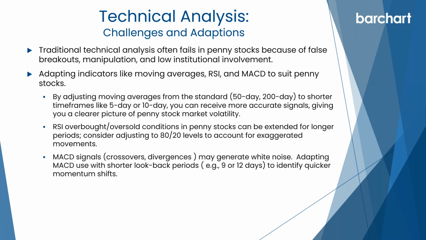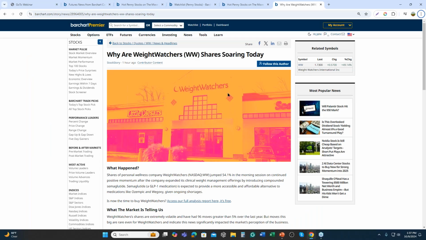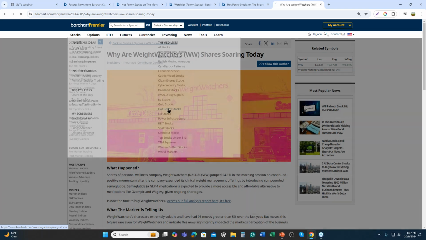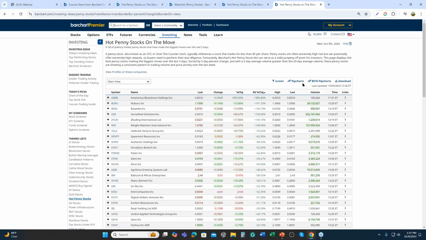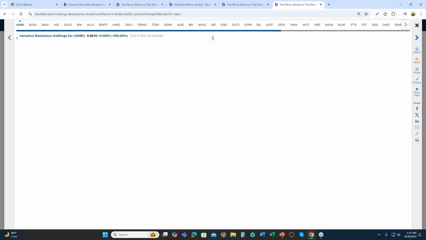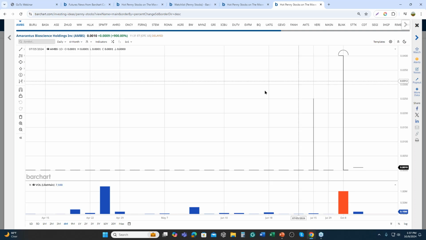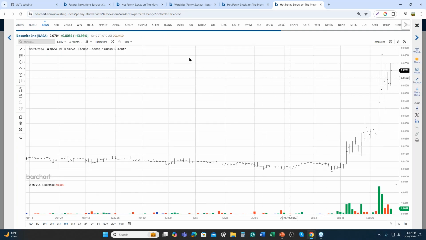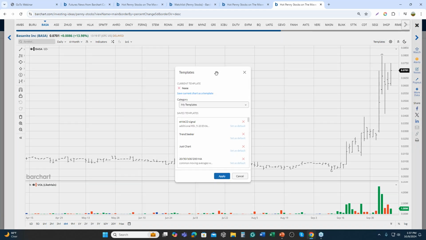So again, let's go back to our web page, and again, hot penny stocks and flip charts. And again, I don't like this chart, this stock, but let's find this one here. Okay. So up here, he says templates. So I click on templates, and under category, you have my templates.